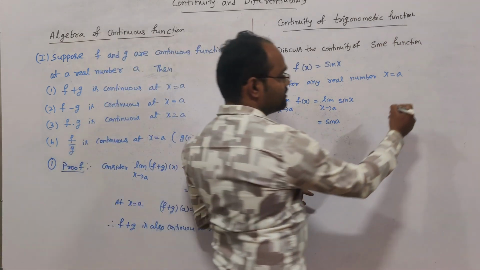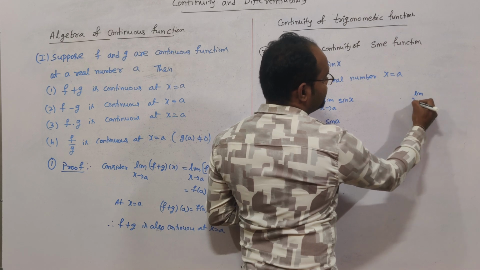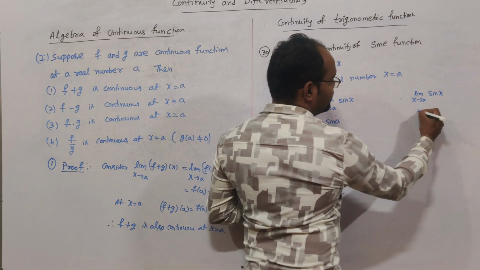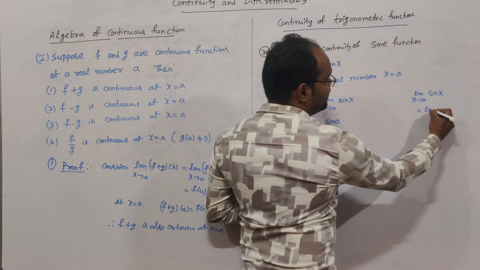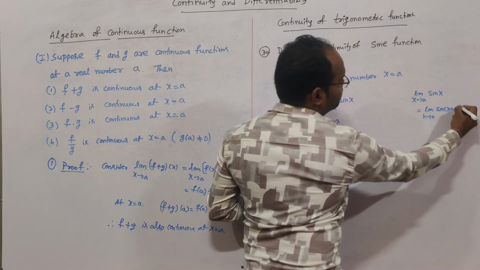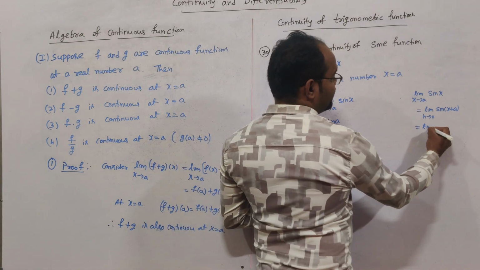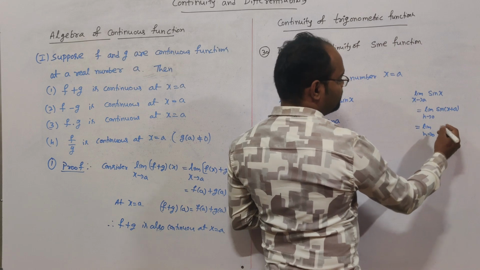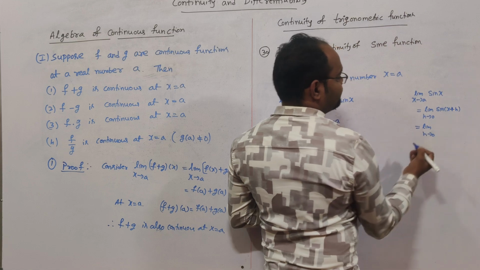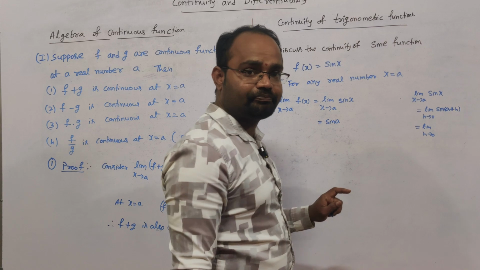How to take limit as x tends to a of sin x, I will show it here. I will not write it here, but I will show how to take it. Limit as x tends to a means limit as h tending to 0 of sin of x plus a, so limit as h tending to 0 of sin of a plus h.